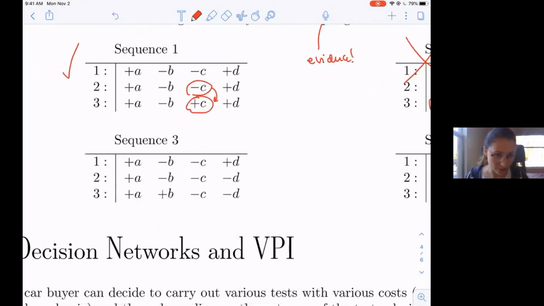What about sequence number 3? In sequence 3, we change from plus D to minus D between iterations 1 and 2. And then we change from minus B to plus B in iterations 2 to 3. But again, we're just changing one non-evidence variable per iteration. So everything looks good here too.